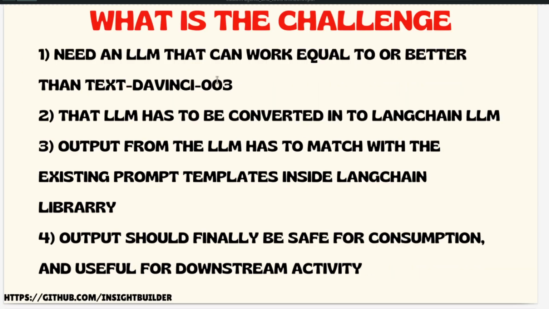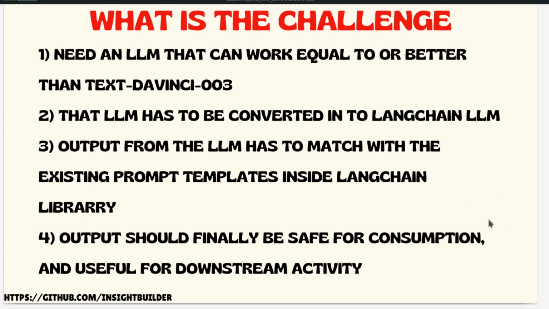The challenge, as I was explaining, is that we need an LLM that is at least equal to or better than TextDaVinci 003. We are not comparing with GPT 3.5 or 4. Those things will come later for sure, but at that time we need to be ready, right? This is also one of those videos where you understand how to use large language models to create various agents and tools for your benefit. We have to convert whichever LLM is available in open source into a Langchain readable object, and the output has to meet the prompt templates inside the Langchain library.